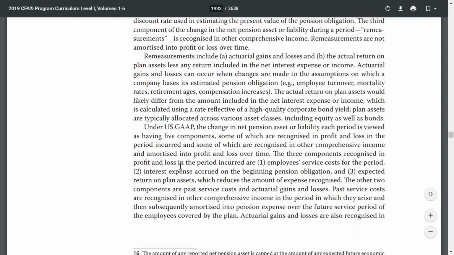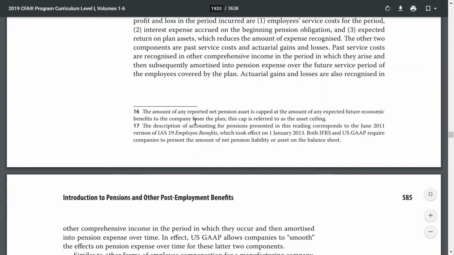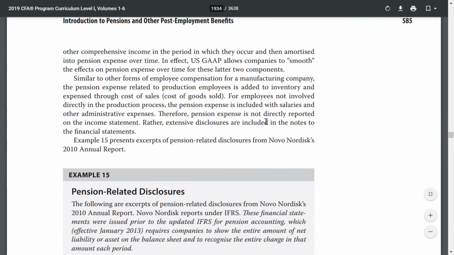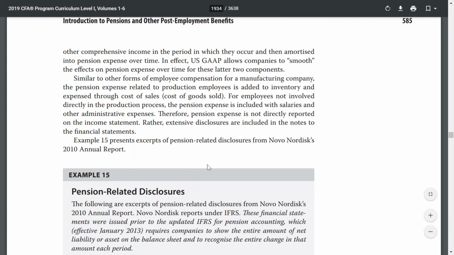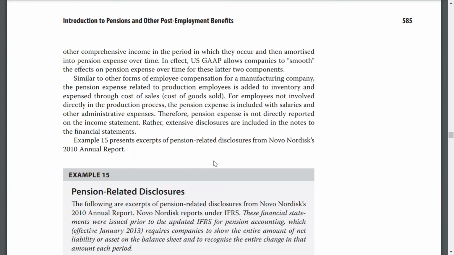Actual gains and losses are also recognized in other comprehensive income in the period in which they occur, and then amortized into pension expense over time. In effect, US GAAP allows companies to smooth the effects of pension expenses over time for these latter two components. Similar to other forms of employee compensation at a manufacturing company, the pension expense related to production employees is added to inventory and expensed through cost of sales. For employees not involved directly in the production process, the pension expense is included with salaries and other administrative expenses.